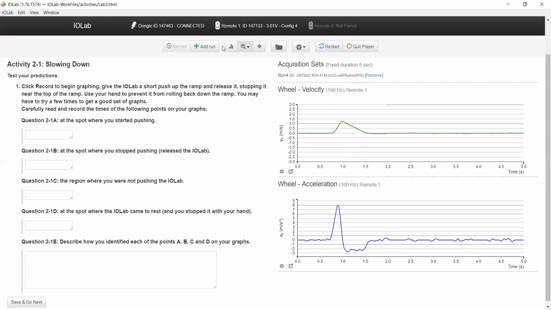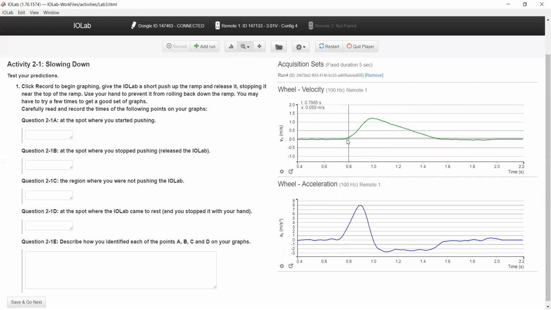You may zoom in if you want, or you can leave it like that, it's up to you. This is where you started to push, but we left it here, and the IOLab was slowing down starting from here up to this point, where it started slowing and went to zero, where we caught it. That is the rate of change of velocity, so you can analyze the sign of the acceleration.